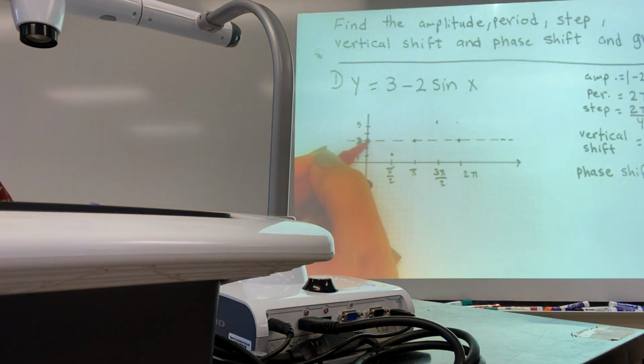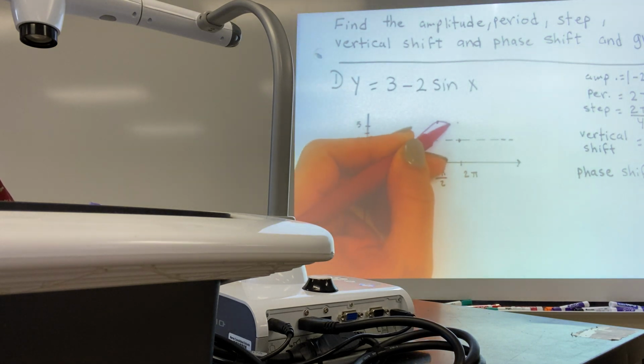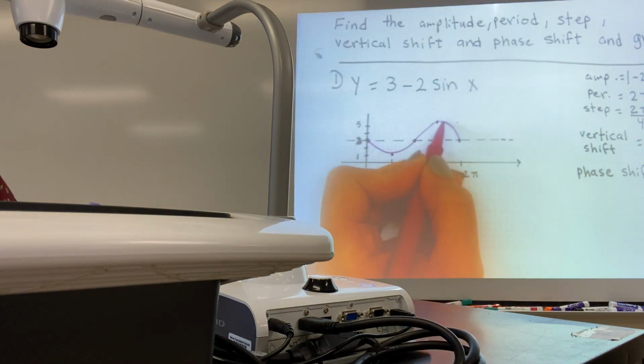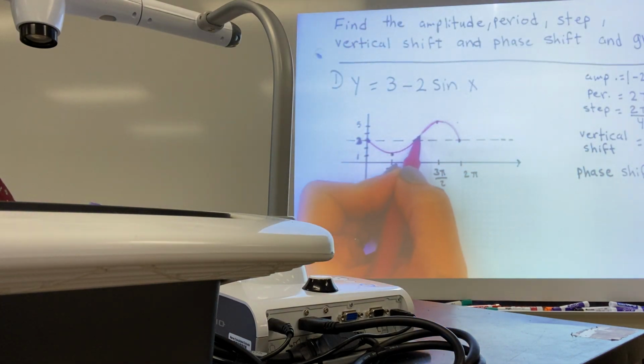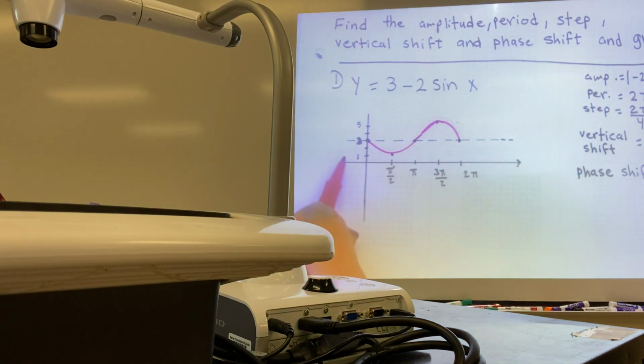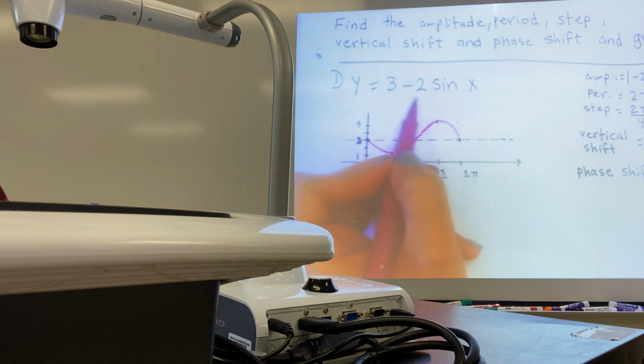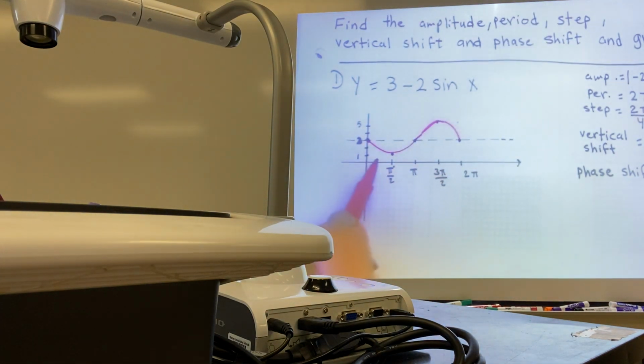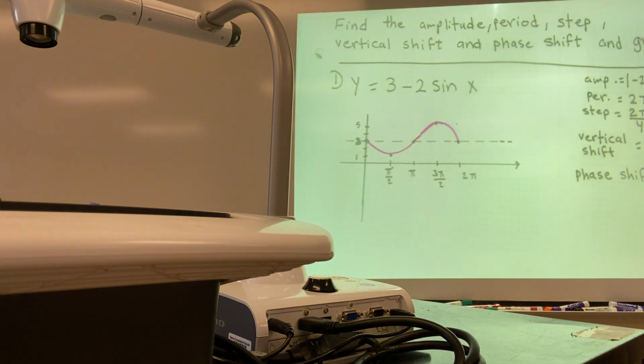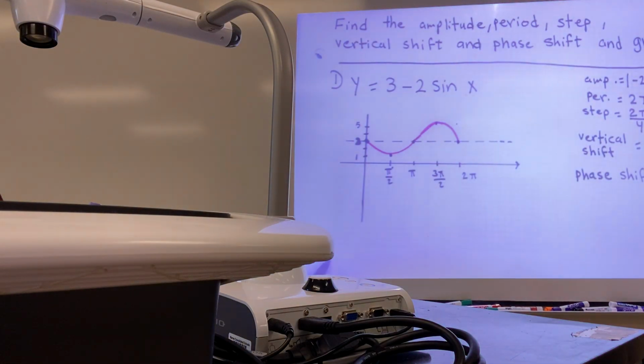It's a little off here, but okay. So here's my graph, and as you see, it's shifted 3 units up, and it's upside down because we have the -2 here. Okay, and that was the first one. Now let's look at another. It's number 2.